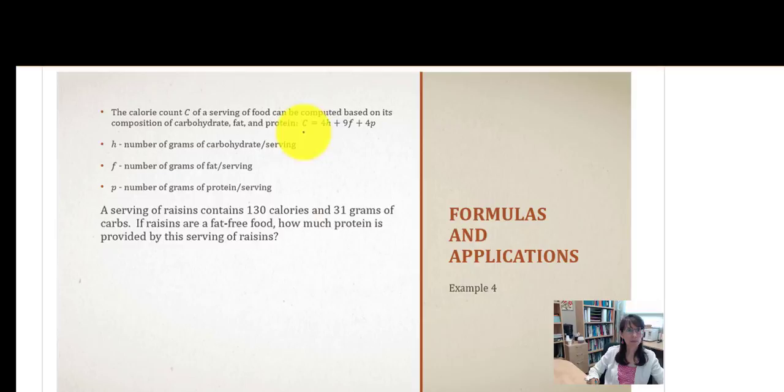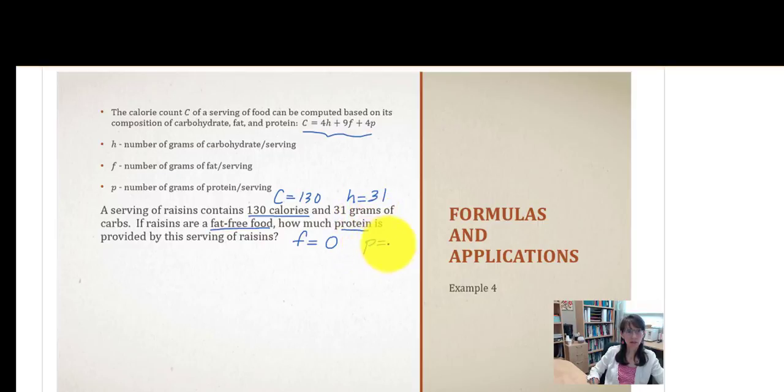We're going to use the same formula, but this time we're given different information. A serving of raisins contains 130 calories. So this time we're given the calories. C equals 130. 31 grams of carbs. So H is 31. And it says raisins are a fat-free food. So that means fat would be 0 grams. So that's important to know. The question is how much protein is provided by this serving of raisins.